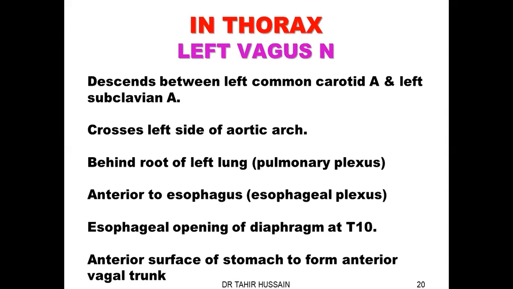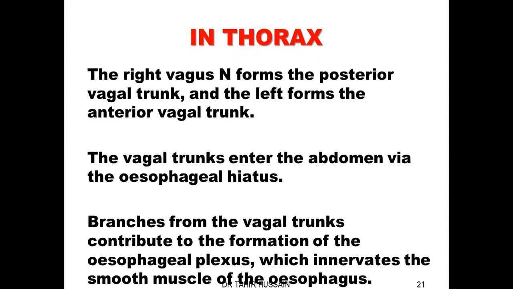The left vagus nerve descends between the left common carotid artery and left subclavian artery. It crosses the left side of the aortic arch, behind the root of the left lung, anterior to the esophagus, and then enters the abdomen through the esophageal opening of the diaphragm. Then it passes on the anterior surface of the stomach and forms the anterior vagal trunk. So the right vagus nerve forms the posterior vagal trunk and the left forms the anterior vagal trunk. The vagal trunks enter the abdomen via the esophageal opening.